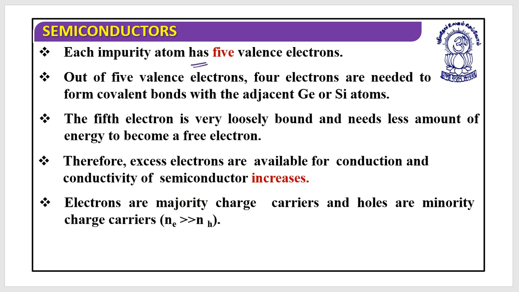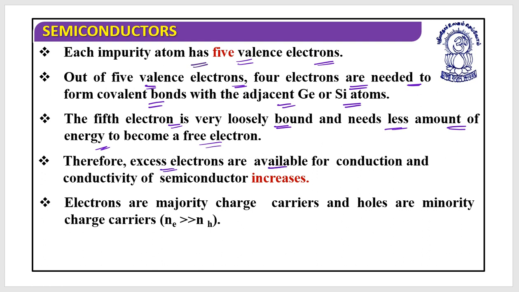So each impurity atom has 5 valence electrons, and out of these 5 valence electrons, 4 are needed to form covalent bonds with the adjacent germanium or silicon atoms, and the fifth electron is very loosely bound, and it needs a small amount of energy to become a free electron.